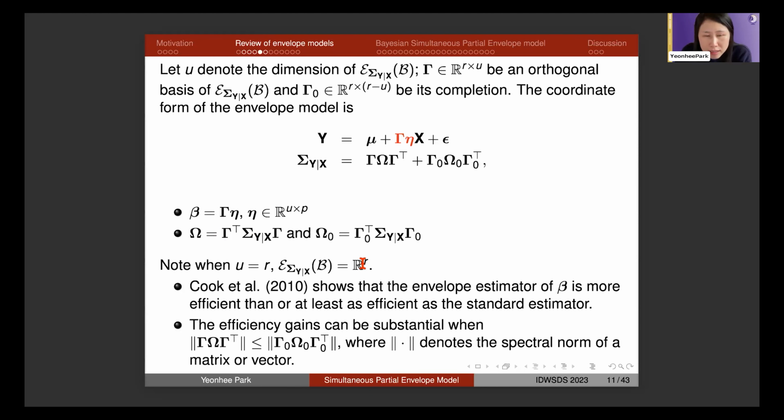So Cook and his colleagues showed that the envelope estimator of beta is more efficient than, or at least as efficient as, the standard estimator. And the efficiency gains can be substantial when the magnitude of the variability due to the material part is less than the magnitude of variability due to the immaterial part. Here, magnitude is measured by spectral norm.